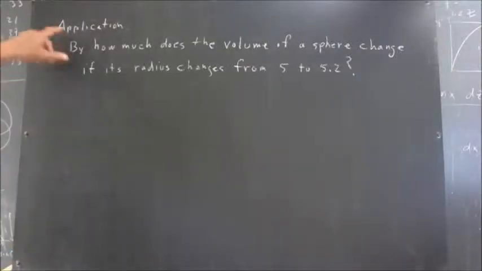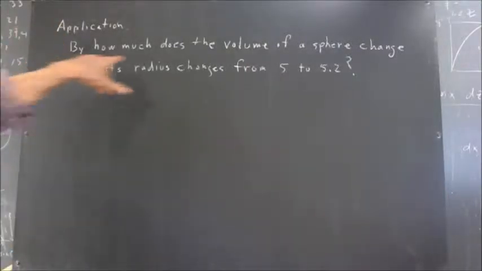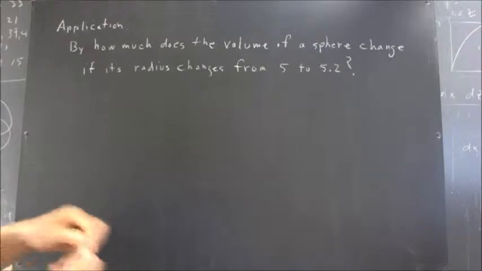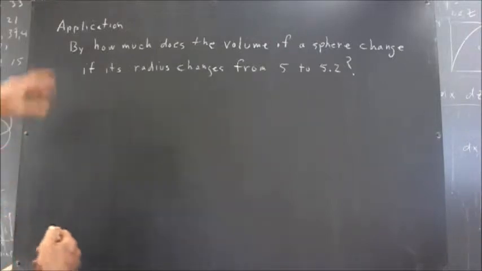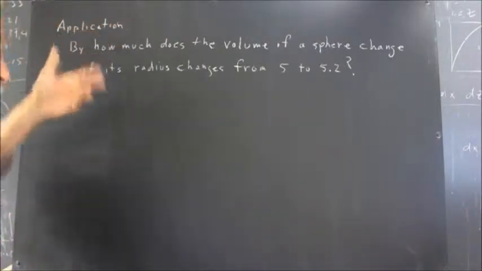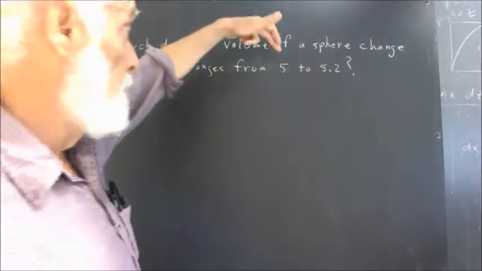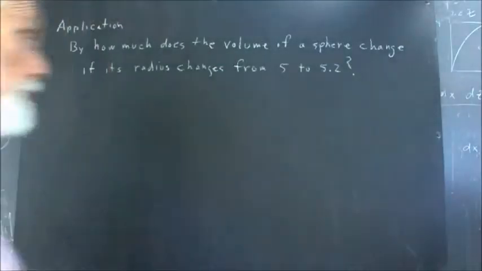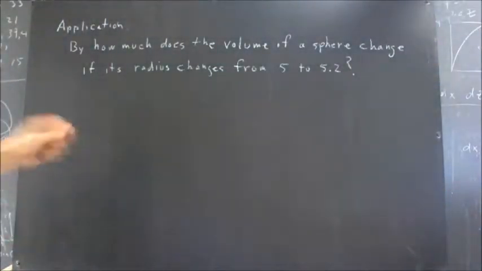Okay, here's an application of the differential. Question is, by how much does the volume of a sphere change if its radius changes from 5 to 5.2? Now, we can actually calculate this. We can do 4/3 pi r cubed for r equals 5, 4/3 pi r cubed for r equals 5.2, and we could subtract the two results.